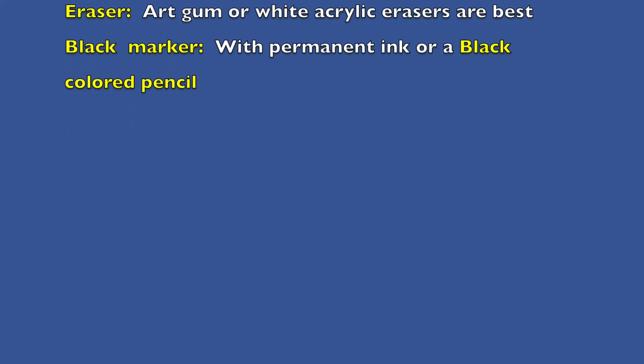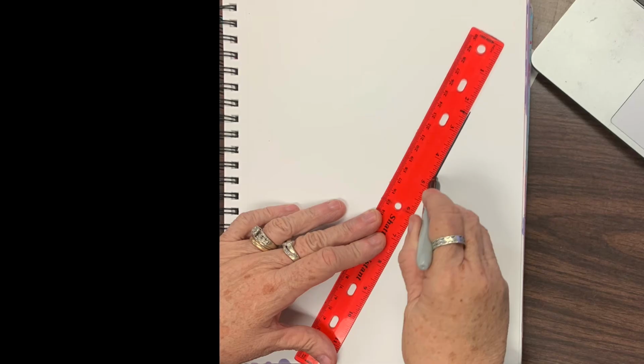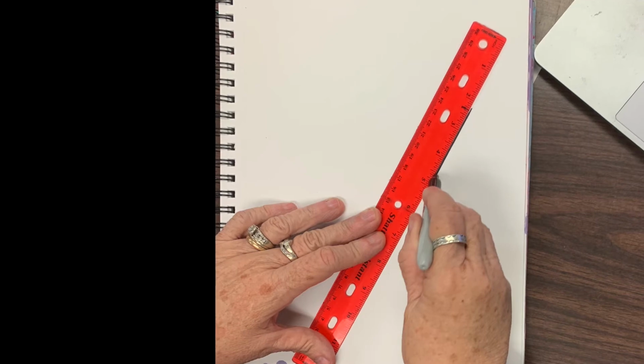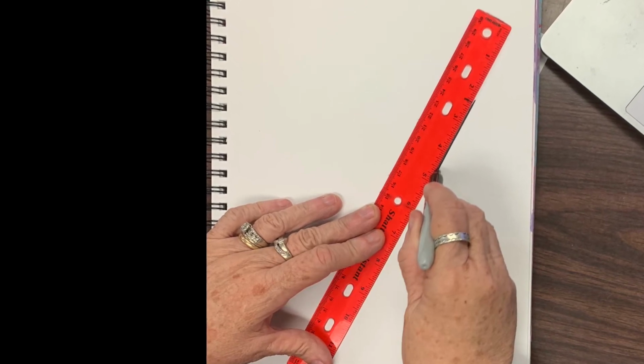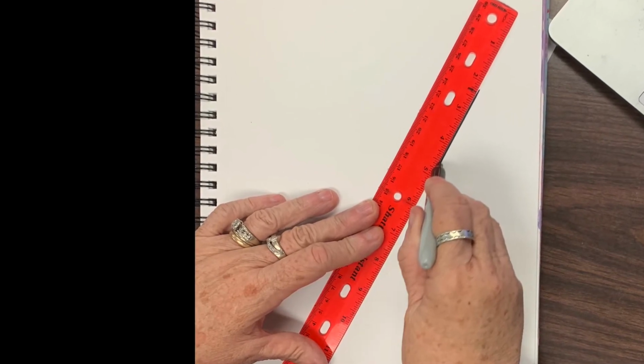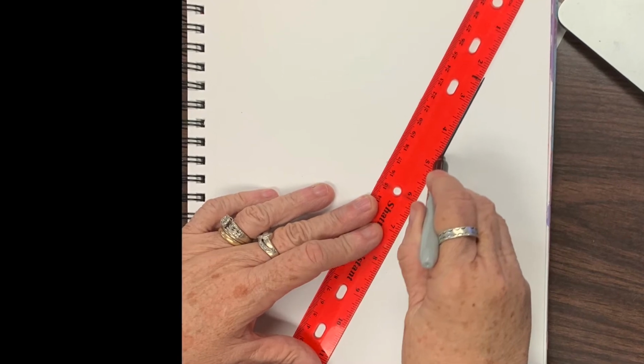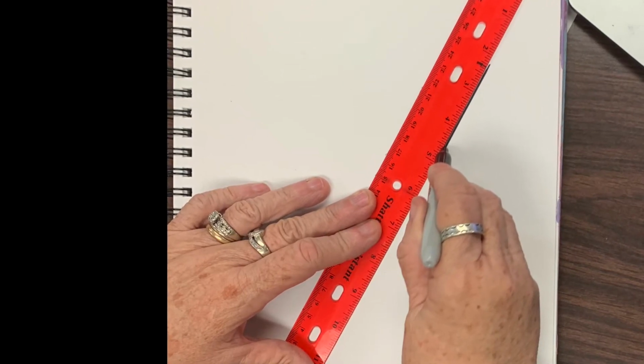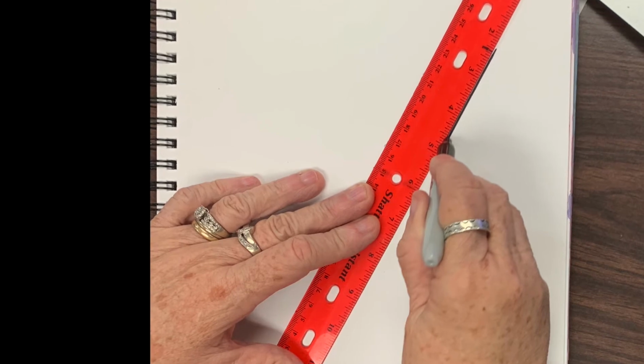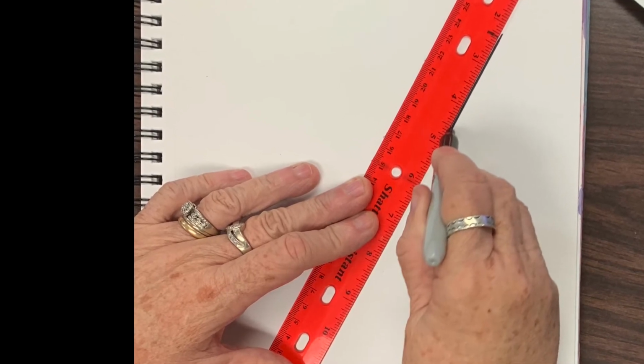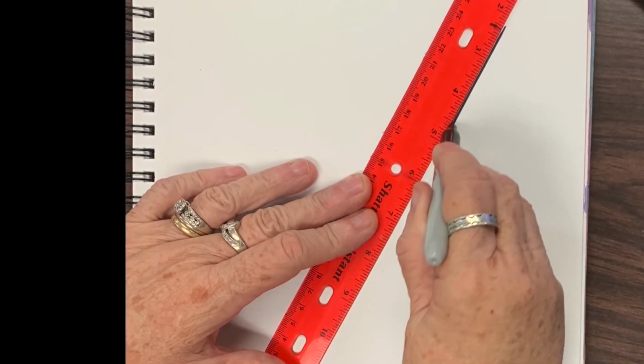You need an art gum eraser and a black marker with permanent ink, or you could use a black colored pencil. On my drawing paper, I began by drawing geometric shapes. I used a ruler. You can use any straight edge. You could use the edge of a book, the edge of anything that's straight if you want to make geometric straight shapes. Just be sure that you don't mark on the book if you use the edge of a book. You'll want to be careful with things that might be valuable.